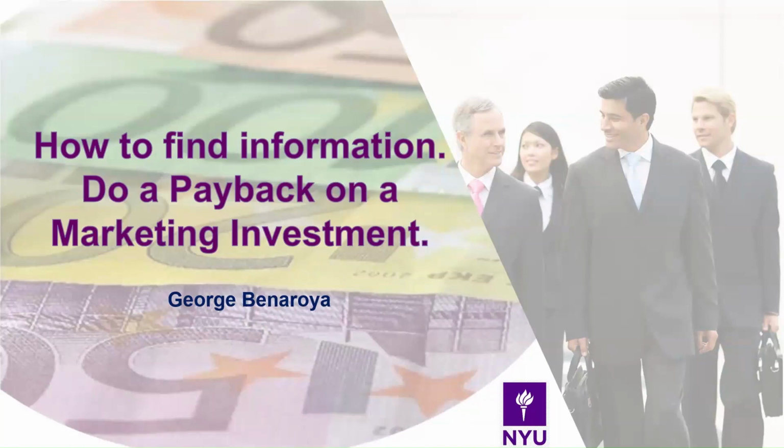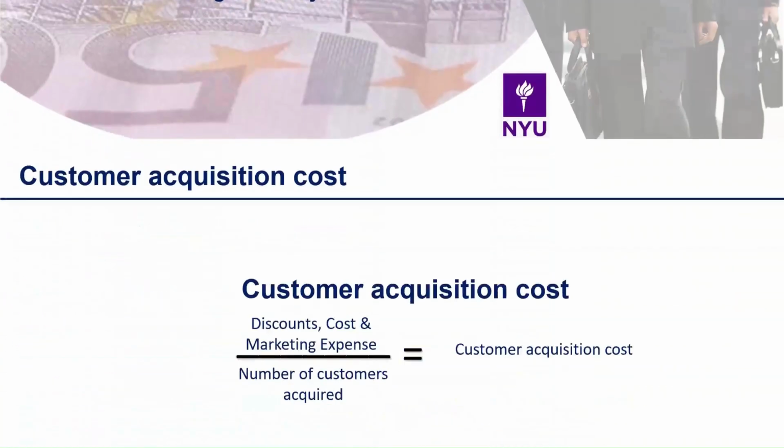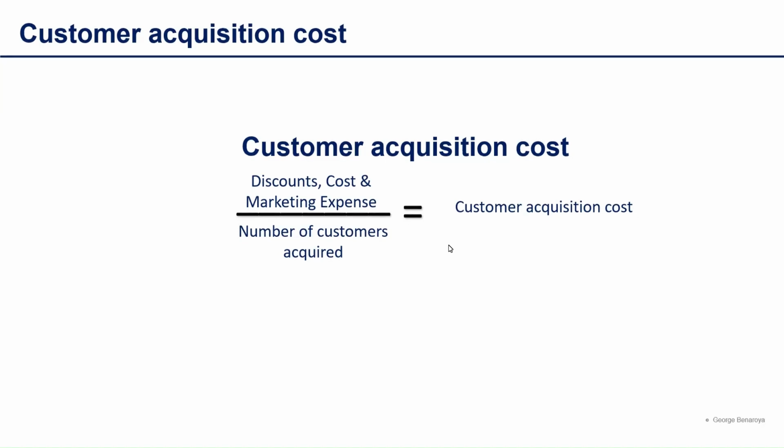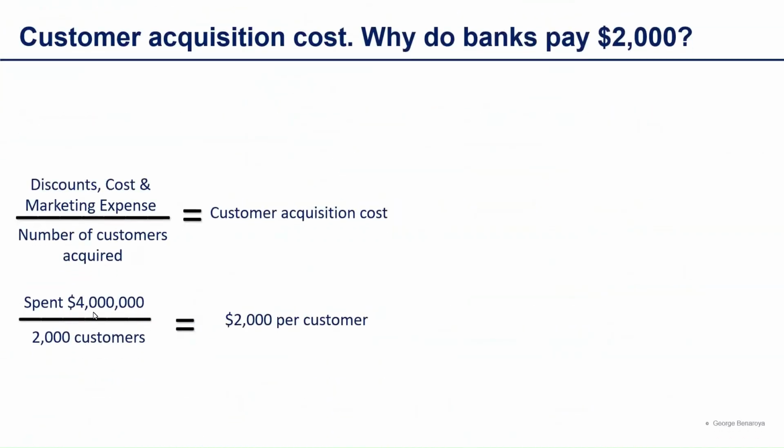A good variable to compare customer lifetime value is customer acquisition cost, CAC. The formula to calculate customer acquisition cost is simple. The cost of getting new customers is divided by the number of customers we get. Imagine a bank investing $4 million in marketing, discounts, and other costs to get 2,000 customers. The cost to acquire each customer would be $2,000.